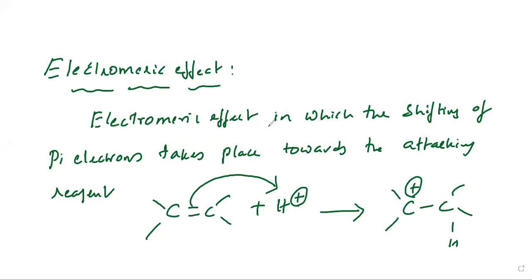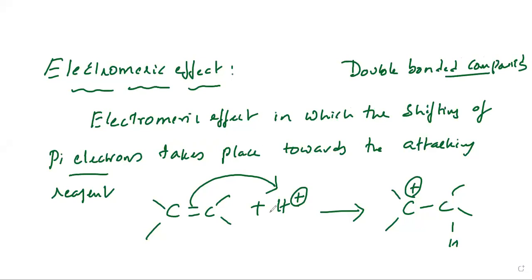So this electromagnetic effect can be seen in which electrons, students? Pi electrons. That means electromagnetic effect is observed in the double bonded compounds, whereas inductive effect is observed in the single bonded compounds.